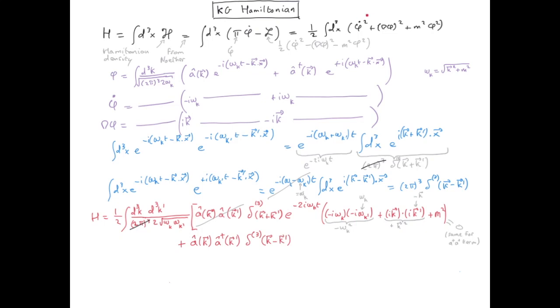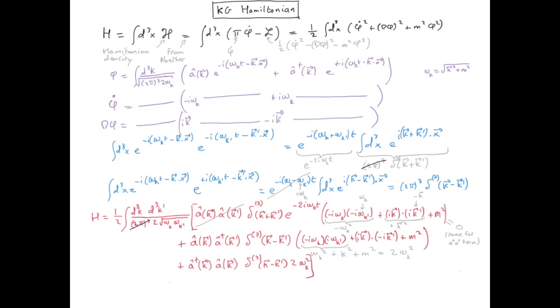The phi dot squared term gives us a minus i omega k times the i omega k dash. The nabla phi squared will give us an ik times the minus ik dash, and the mass term will also be there. Now the delta function imposes k equal to k dash, and we get the same thing for the A dagger A term.